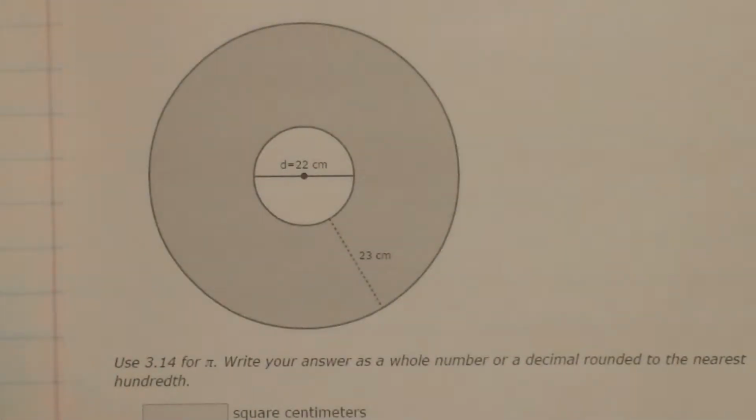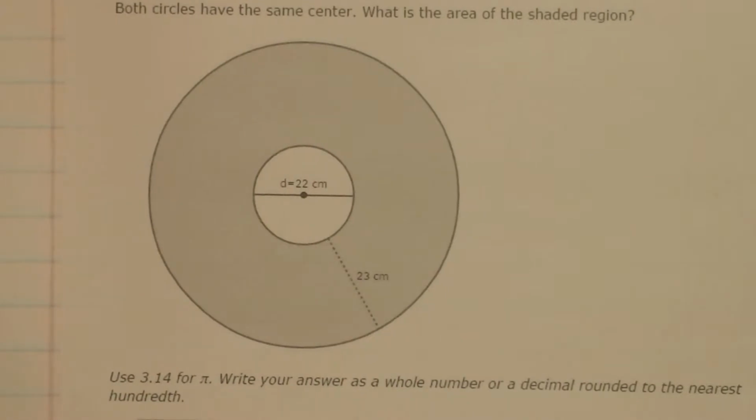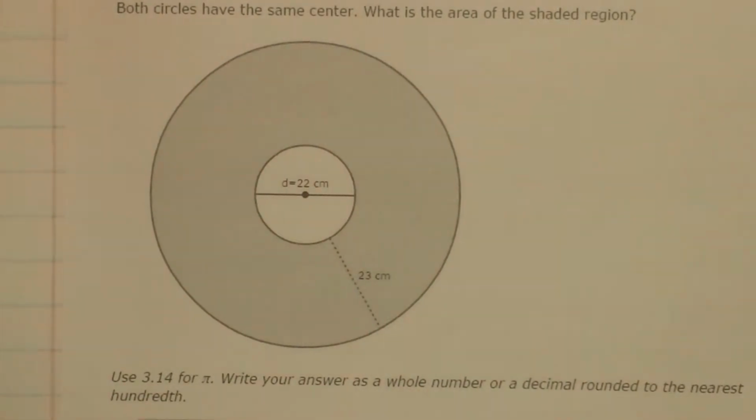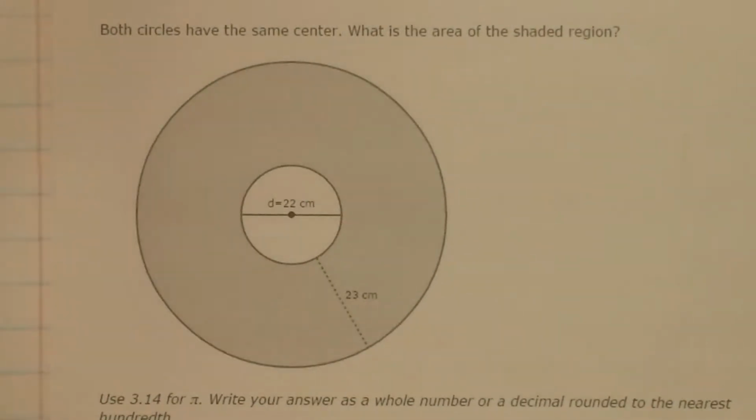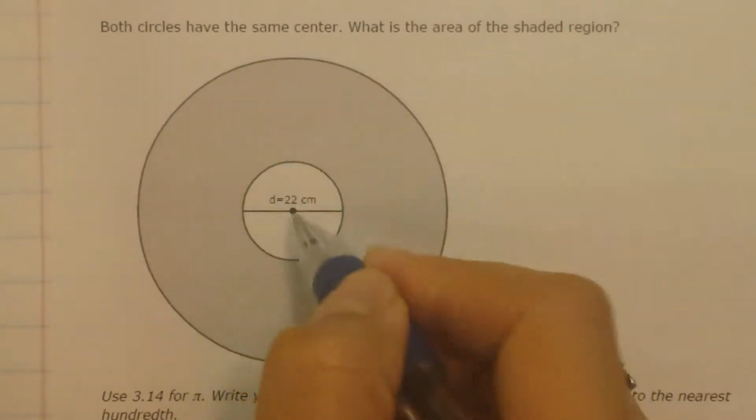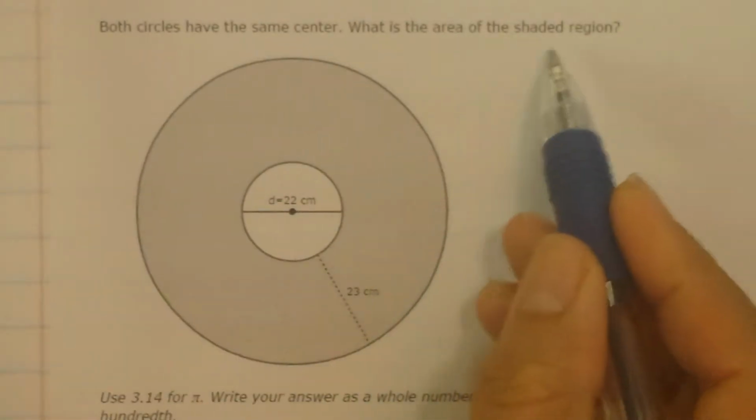All right, so how are these questions going to look when they ask you area and circumference in the EOC? It'll be questions like these, because everything else you've done in 7th grade. Both circles have the same center, so they're telling you this is the center of both circles. What's the area of the shaded region?